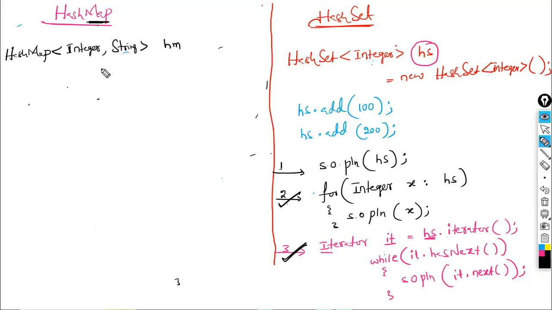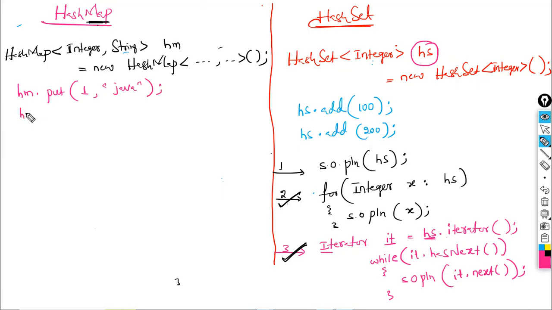Then hm is my object variable equals new HashMap, again the same generic type, Integer, comma, String, then the default constructor. This is the syntax of how we create the hash map object. How do we add the values? Since it's not a child interface of Collection, it has separate methods. hm.put(1, "Java"), then hm.put(2, "Python"). Only two objects I have added, in the form of key value pairs.